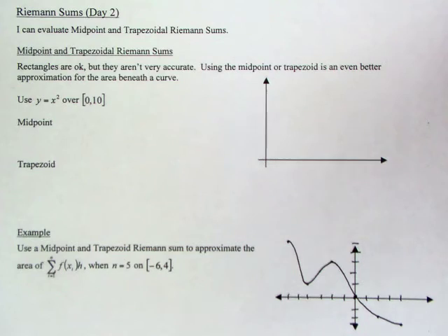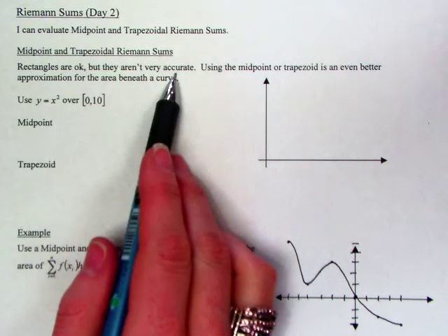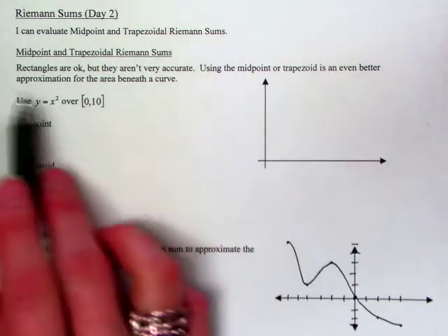All right, this is the second day of Riemann sums, and today we're going to move into midpoint and trapezoid Riemann sums. So what we found yesterday, or in the previous lesson, were right and left Riemann sums, and rectangles are okay, but they're not very accurate. Using the midpoint or trapezoid is an even better approximation for area beneath the curve.